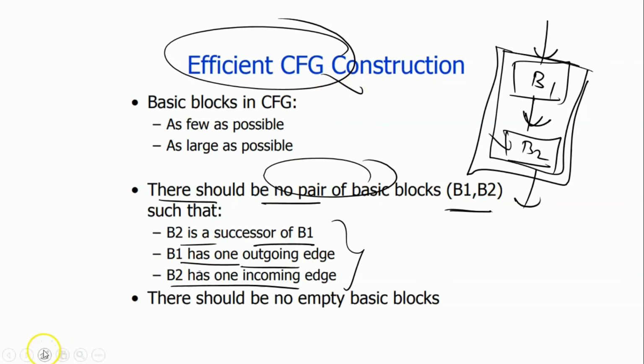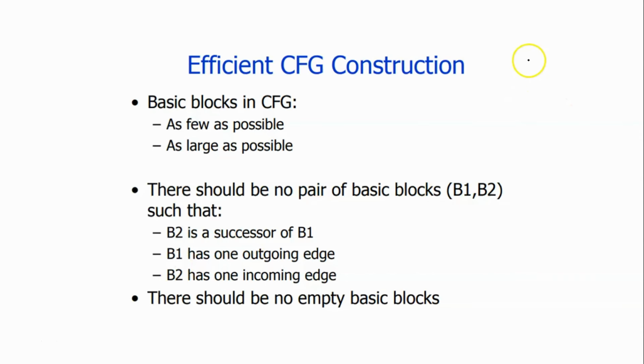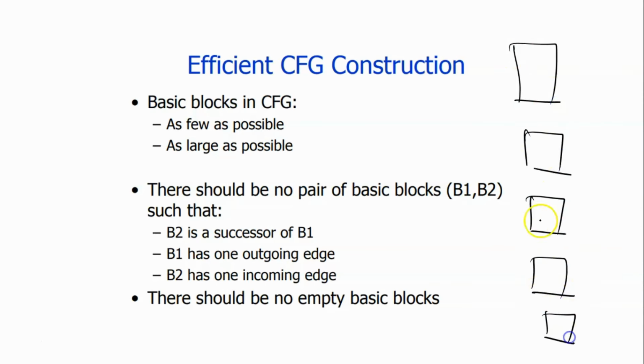But actually, I think this was a GATE exam question. I don't remember that question right now, but it was a nice question. They had given some basic blocks, B1, B2, B3, B4, and they were asking which of these basic blocks can be removed, or which of the basic blocks can be merged. The options were like B1, B2, and so on.